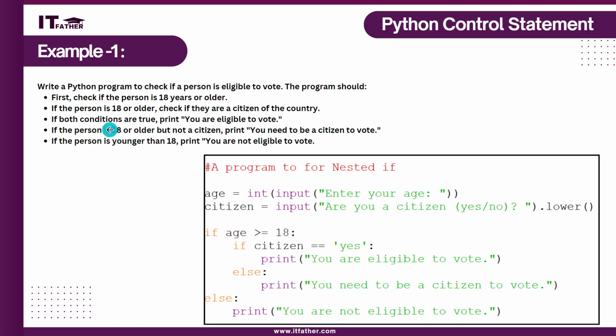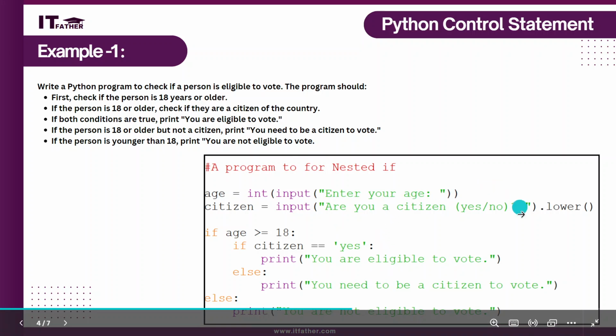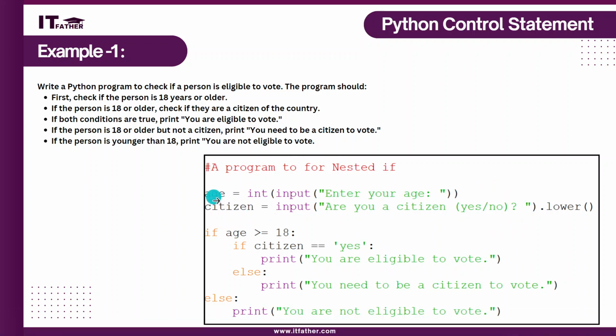And if the person is 18 years or older but not a citizen, then the program must print "you need to be a citizen to vote." And if the person is younger than 18, then it should print "you are not eligible for the vote." As you can see in the program, age and citizen, two inputs, will be given by the user. Age will be numeric and citizen will be in the form of yes or no, so it will be a string.